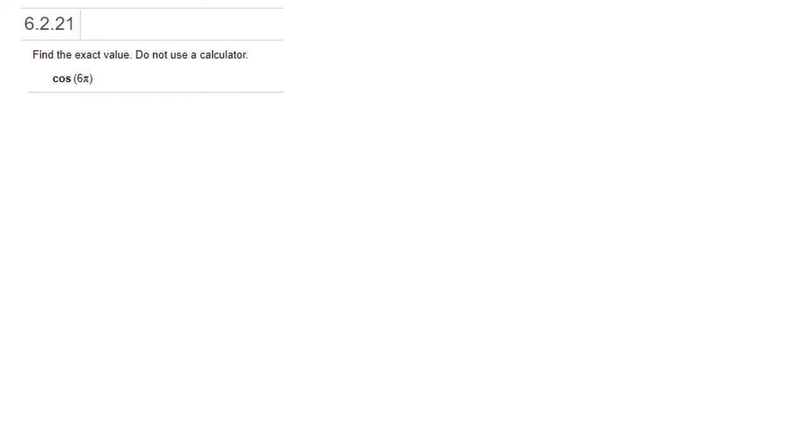So what we need to do is start with our unit circle and then, beginning from the positive x-axis, rotate in the counterclockwise direction until we've marked off an angle of 6 pi. Remember that going all the way around the circle is 2 pi. So if I go all the way around, now I have an angle of 2 pi, but that's not enough. I keep going.